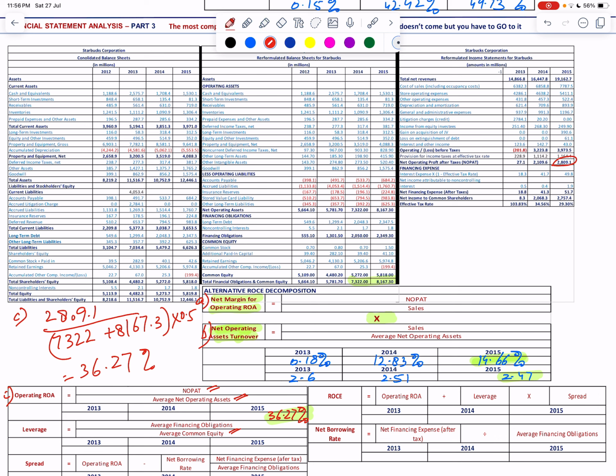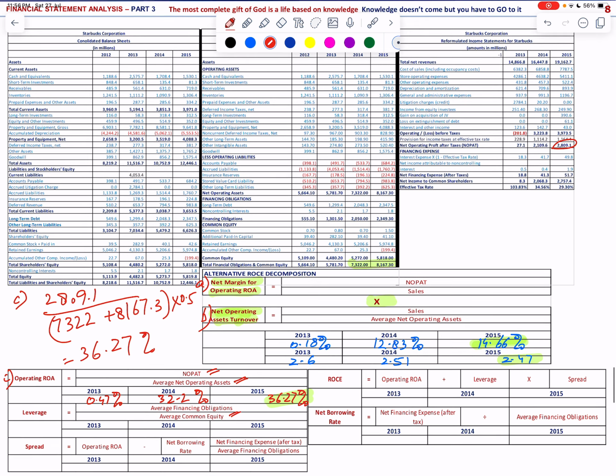I will simply substitute the values for 2014. Operating return on asset, this will be 32.2%, and this will be very low, 0.47%. Okay. We go further, and we have now leverage. Okay, this is D. Number D, leverage.